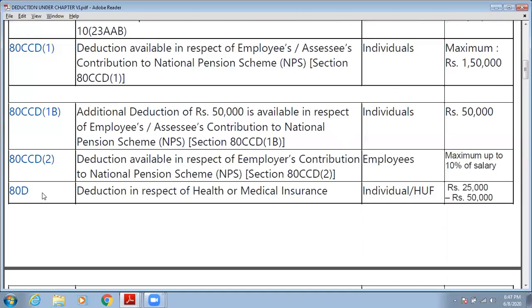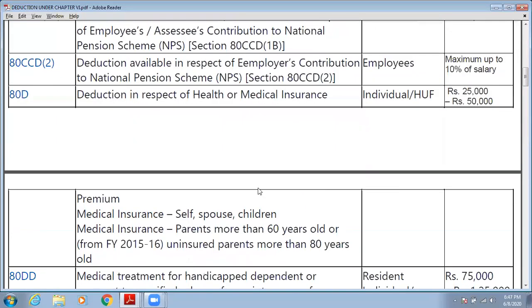Now the next section starts with 80D. Next section of deduction is 80D. So what is it? Let's see. Deduction in respect of health or medical insurance. Medical insurance premium. Medical insurance for self, spouse and children. Medical insurance for parents more than 60 years old from financial 2015, and uninsured parents more than 80 years old.